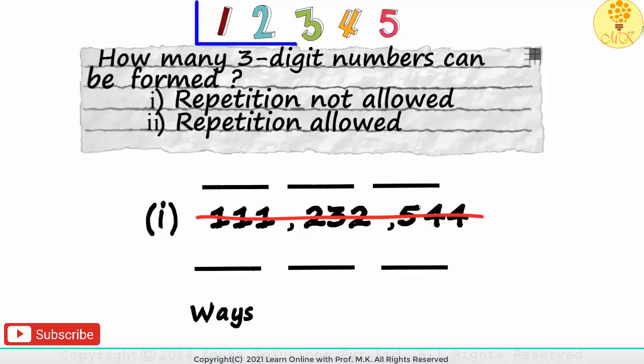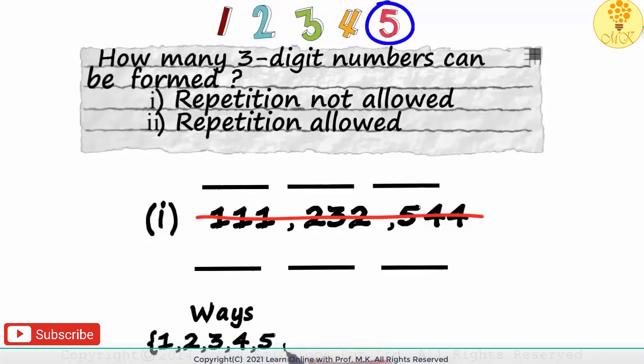In how many ways can you fill the first slot? You can fill it with any of the 5 digits, right? You can fill it with a 1 or a 2 or a 3 or a 4 or a 5. These are the 5 digits given to us. Did you listen carefully? I used the word or. 1 or a 2 or a 3 and so on. So 5 ways in all. We can fill it with any one of these 5 digits.